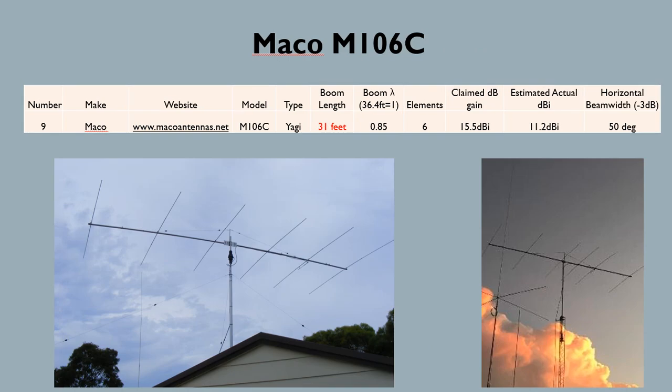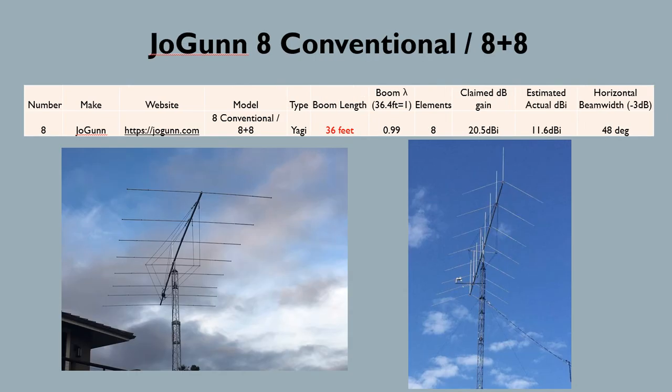All right. Number 9, the Maco 106C at 31 feet has a dB gain of around 11.2. All right. Number 8 on the list is the JoGunn conventional 8 or the 8 plus 8. They're both 36 feet long. They're just shy of one wavelength long. The 8 element antenna has a gain of around 11.6 dBi.